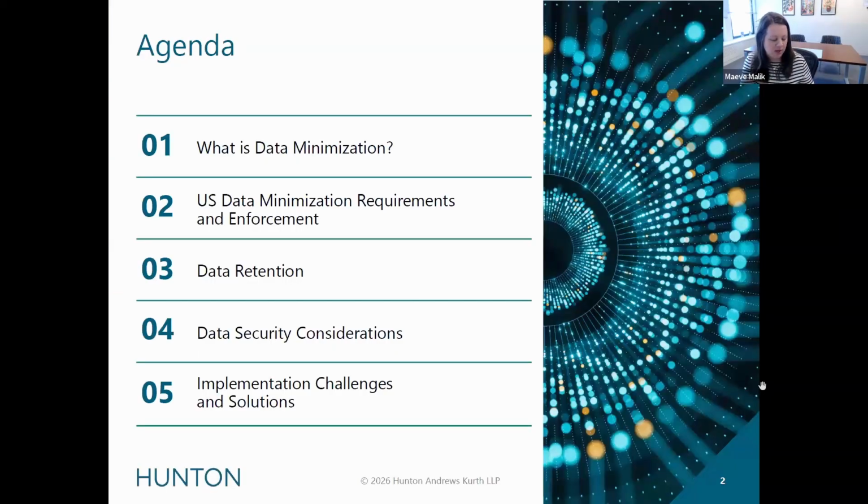Very quickly, the agenda for today: we're going to start by talking a little bit about what data minimization actually is, and then we're going to focus on U.S. data minimization requirements and enforcement under primarily the state comprehensive consumer privacy laws. We'll then move to a discussion about the other side of minimization, which is data retention. Talk a little bit about some of the data security considerations that arise when we have data minimization on our plates, and then finally talk about some of the challenges and solutions to actually implementing this principle in practice.